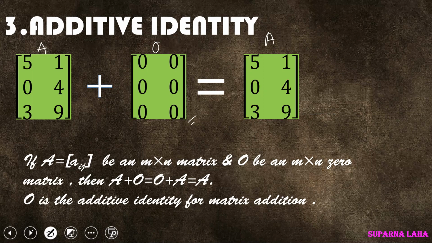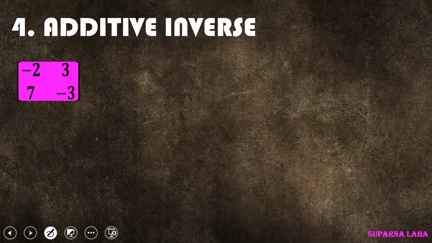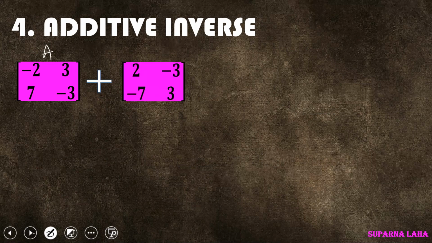Okay, so next move to the additive inverse. Now what is inverse? Let's take this 2 cross 2 matrix A: -2, 3, 7, -3, and add with it this matrix 2, -3, -7, 3. Let's name it B. Now what is B? If we take minus common from all these elements, I can write this one as -A. Just multiply A with -1.